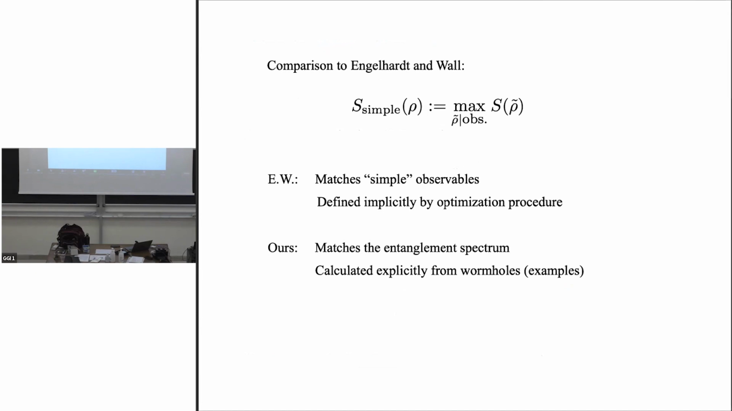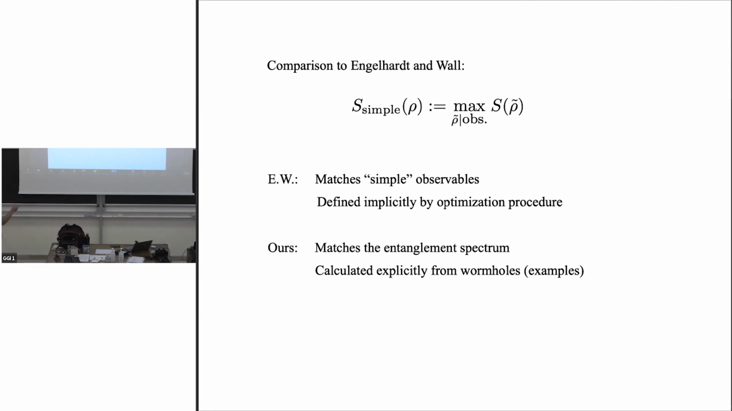Okay, so let me compare it to Engelhardt and Wall. They argued that the entropy of the apparent horizon, including in these examples where it's also an extremal surface, is the simple entropy, where you maximize the entropy subject to some simple observables. And theirs is defined implicitly by an optimization procedure. In the boundary side, it's defined by a geometry. There's a gravitational construction for it, as was brought up in the discussion.